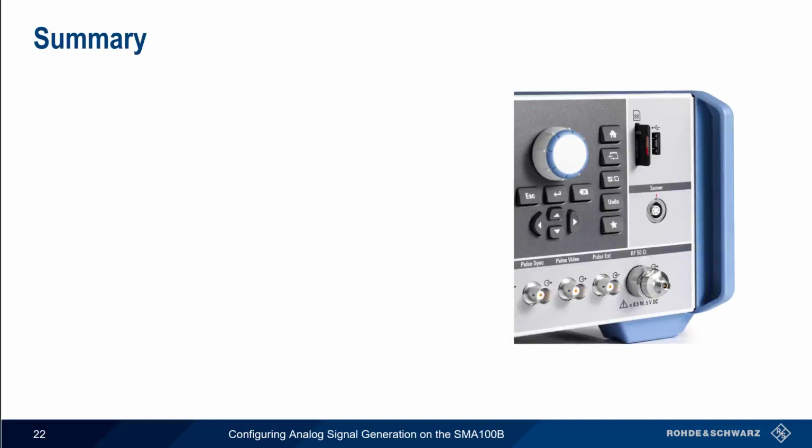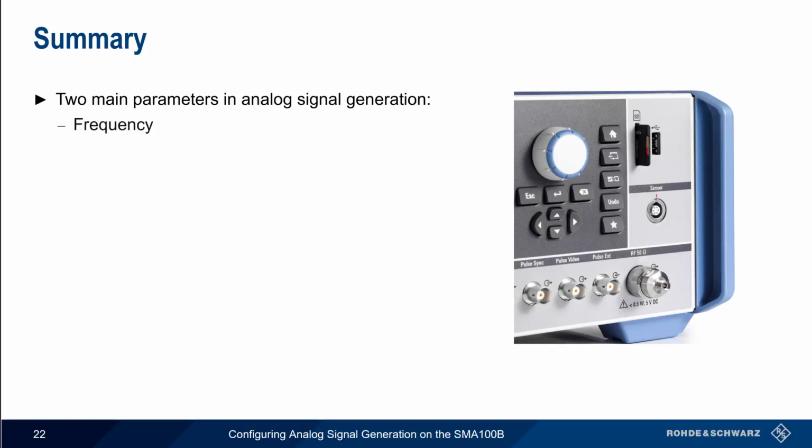Let's end with a brief summary. The 2 main parameters in basic analog signal generation are the frequency, which also includes the initial phase of the signal, and the level, which on the SMA100B also includes an output power limit for safety reasons.